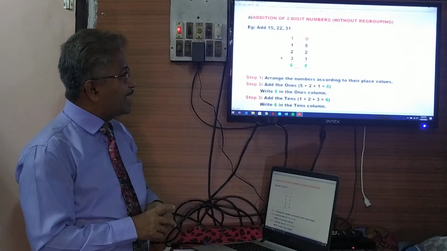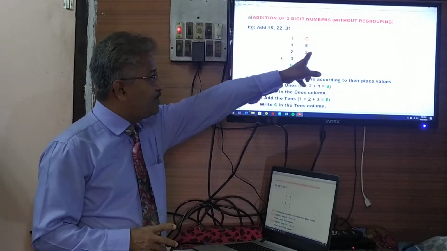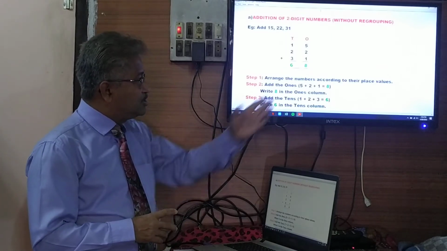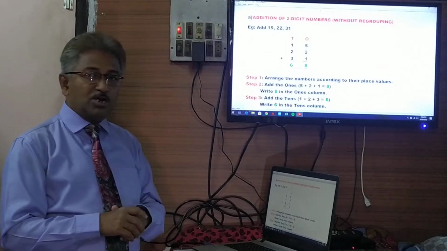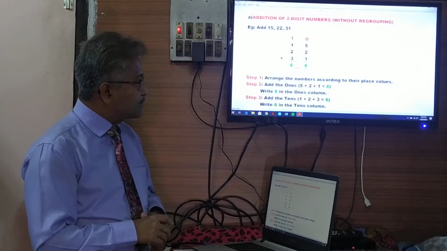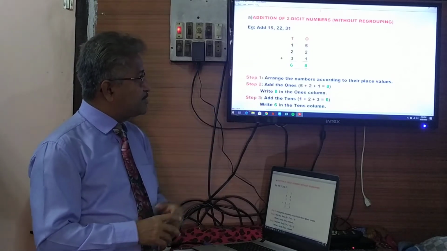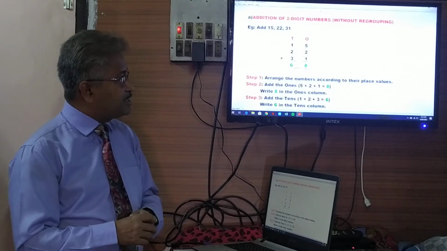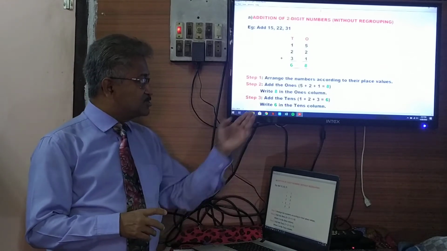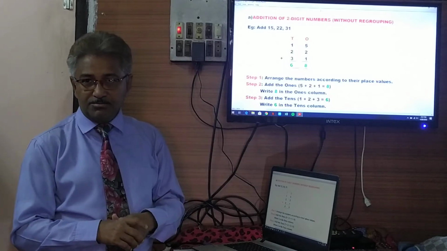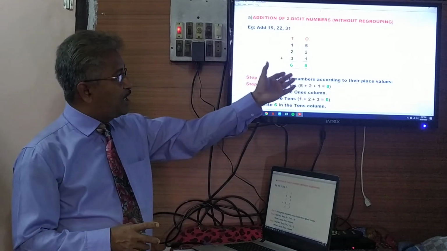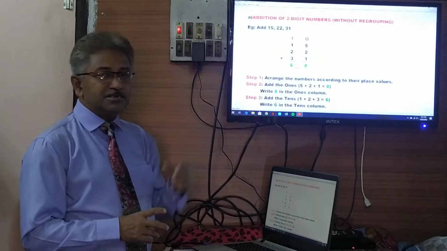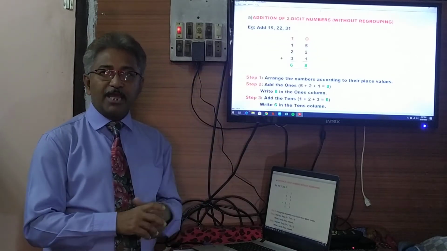Second step, we add the ones. We have 5 plus 2 plus 1, which gives us 8. So we write 8 in the ones column as our answer. Moving on to the next column, that is the tens, we add the tens: 1 plus 2 plus 3, which gives us 6. So we write 6 in the tens column. When we are doing it without regrouping, we just add the place values and we get the sum.